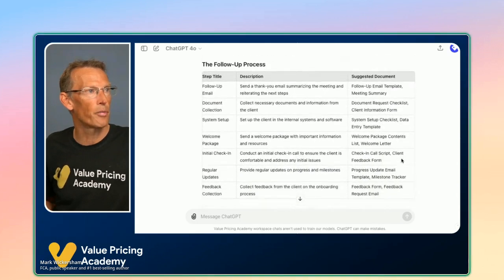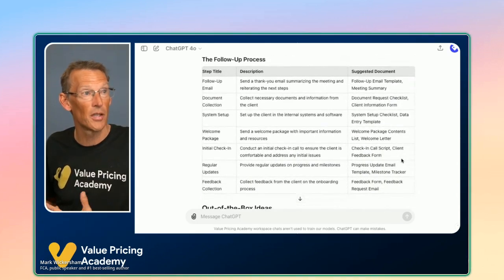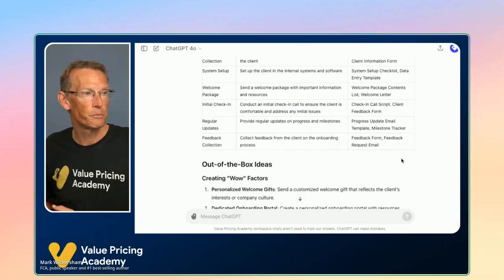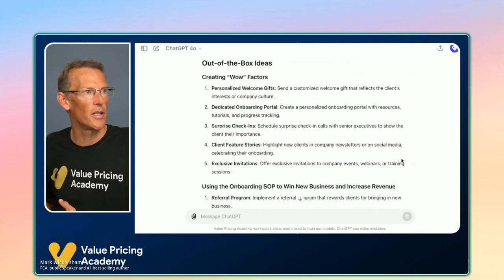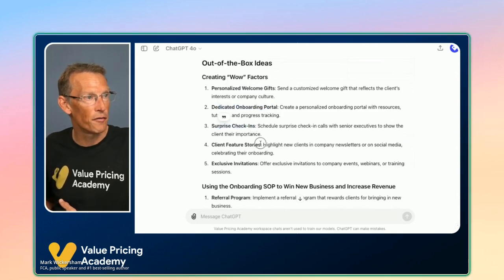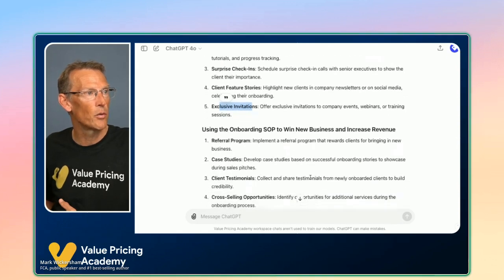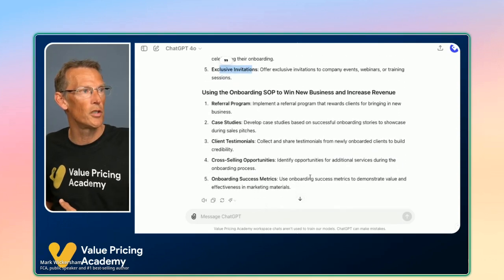Then we have the follow-up process, and we've got, again, steps, descriptions, and so on. And then I asked it in step 2, I also want some out-of-the-box ideas, creating wow factors. I think I asked for 5 in the template. And so we've got personalized welcome gifts, a dedicated onboarding portal, surprise check-ins, client feature stories, exclusive invitations, and we've also got using this process to win new clients.